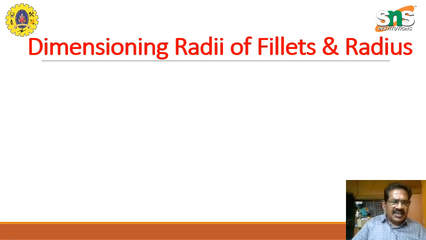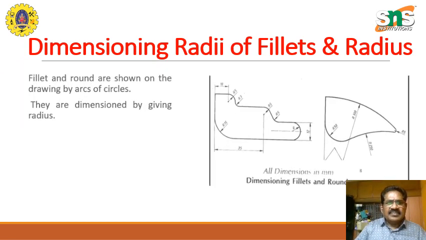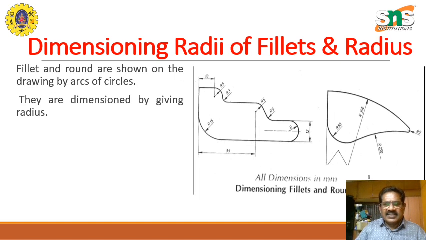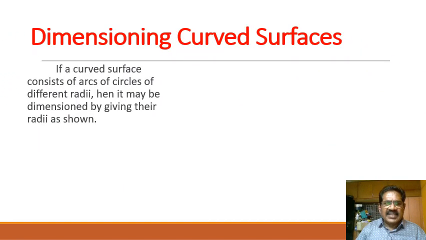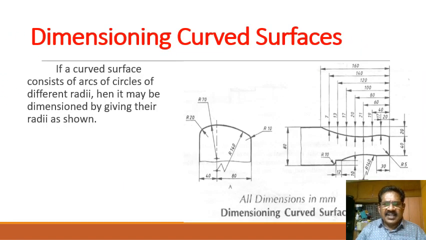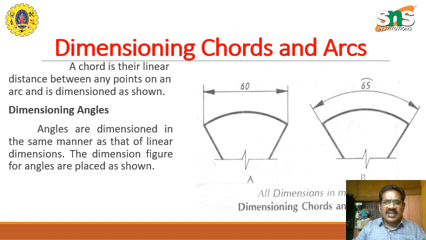Dimensioning of radii and fillet radius is there. So these are the radii and how they have to be dimensioned. If the center point is outside the drawing, this is how it is marked. Then dimensioning of curved surfaces: if there is any curved surface, multiple points are taken. This is actually like a spline, and this is how the dimensions are done. At every point, how it is measured and what the point of measurement is, is what is given.